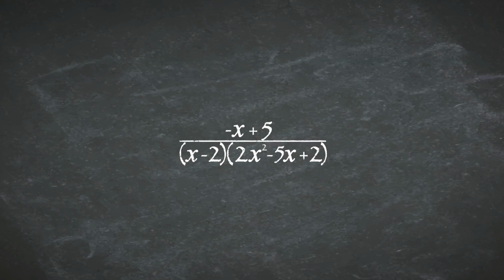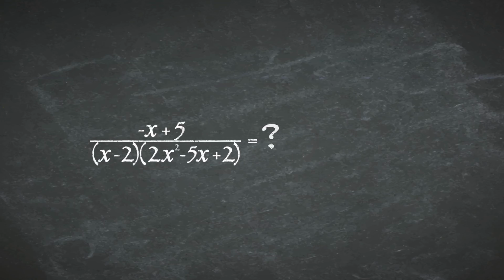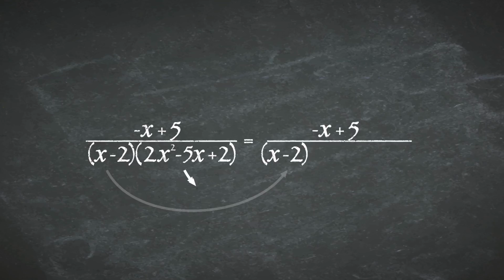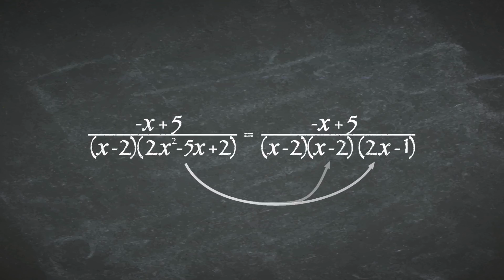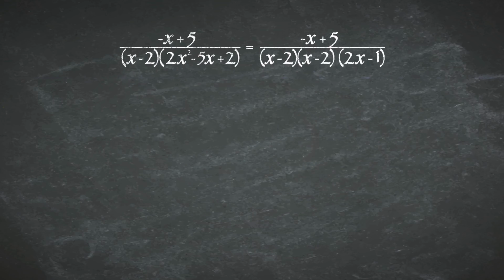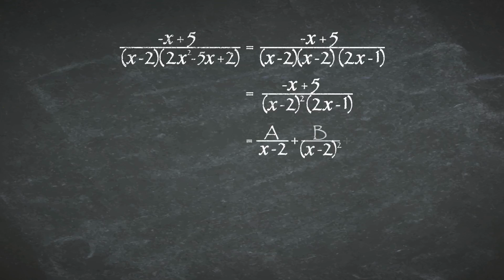Here is another example. Its denominator is a product of a linear and a quadratic factor. What are the corresponding partial fractions? Recall that we need to factorize the quadratic factor into linear factors. Now can you see that x minus 2 is repeated in the denominator? So the partial fractions have this form.